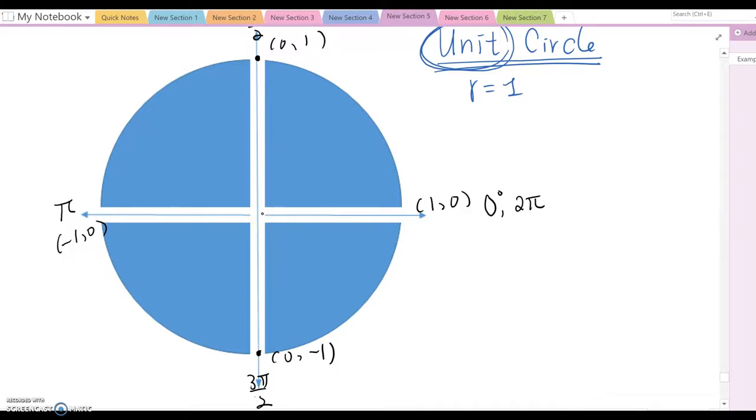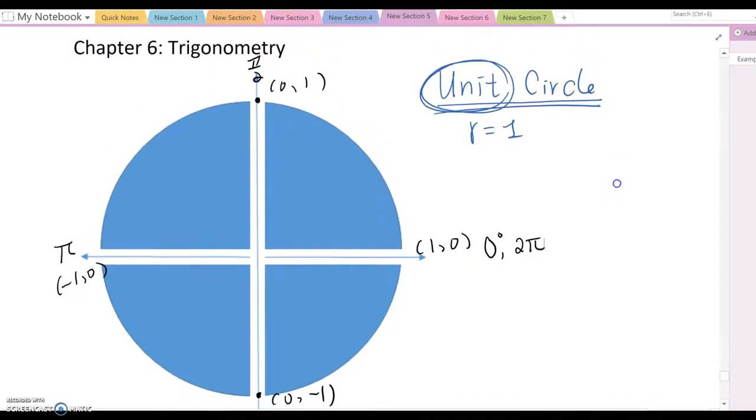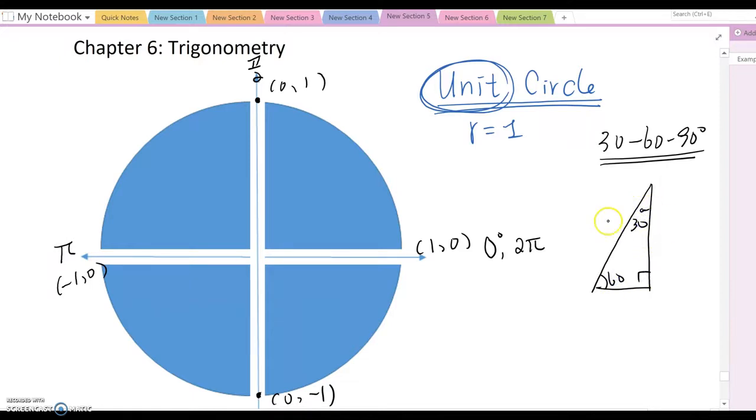Okay, now let's talk about the unit circle in more detail. We will talk about the 30, 60, 90 triangle first. So let's review briefly. 60, 30, and 90. If the hypotenuse is equal to 1, then the side opposite 30 becomes 1 over 2. The side opposite 60 becomes root 3 over 2. Please remember that.